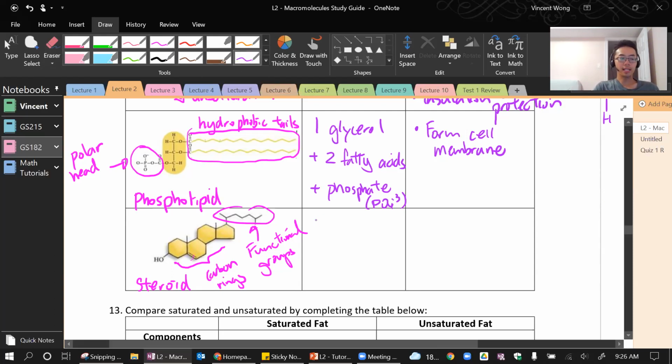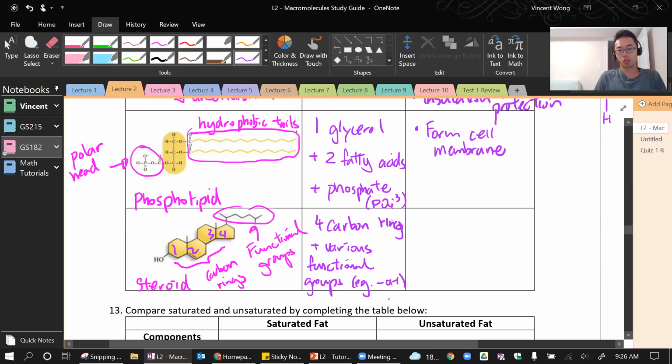So what do we need? Well, we need 4 carbon rings, 1, 2, 3, 4. That will be the core structure plus various functional groups. An example of a simple functional group is an OH. If you add OH to a molecule, it gives it alcohol property. OH is actually called alcohol.